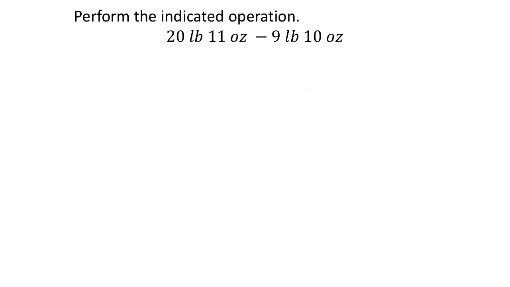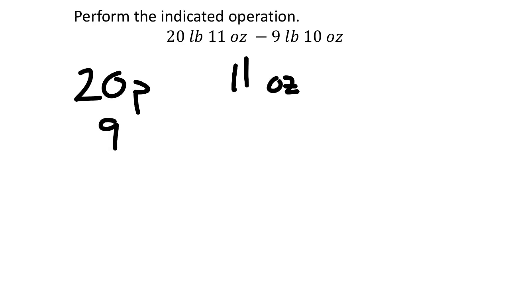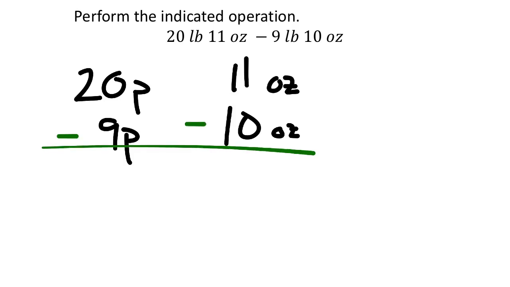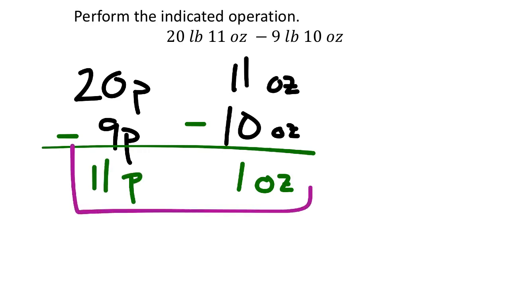Now, I like these types. Let's set it up so we can see. 20 pounds, 11 ounces. And then 9 pounds, 10 ounces. And we are subtracting these. Well, in this case, I do have enough ounces to take away the 10 ounces, which is nice. I don't need to borrow it, actually. 11 minus 10 is 1 ounce. 20 minus 9 is 11 pounds. That's it. That's all we needed to do on this one. No need to borrow, no need to carry. It was just straight subtraction.